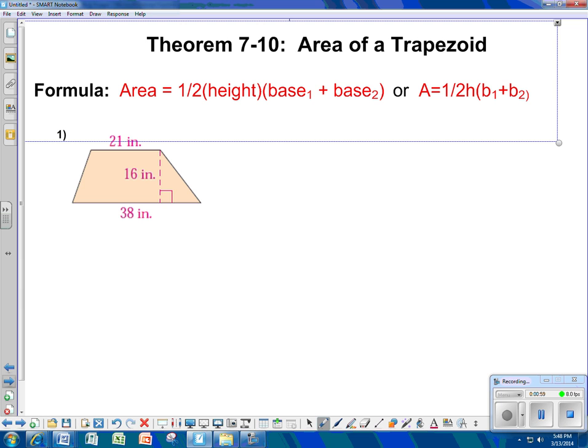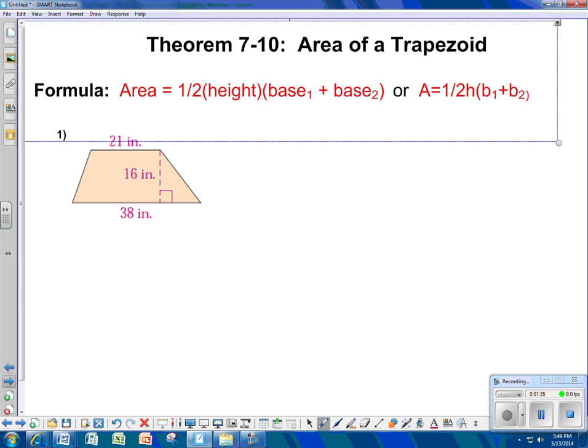So let's first talk about what the height looks like in any shape. When you're referring to a height, it's the distance from one base to the next base. It's always labeled with a 90-degree angle because height is straight up and down from one base to the next. In our example, the height would be the 16 inches located right in the middle of the trapezoid.